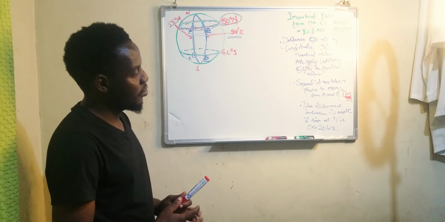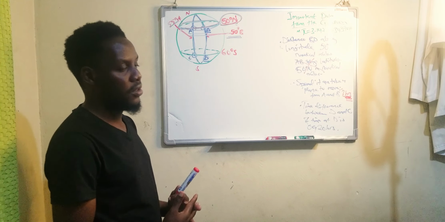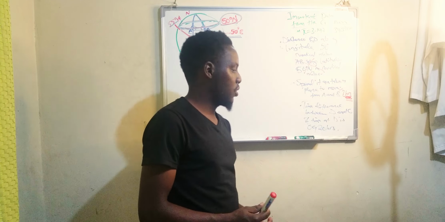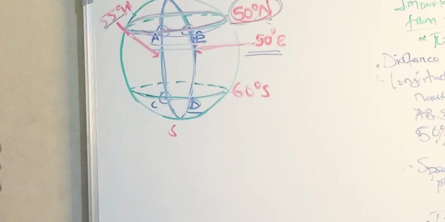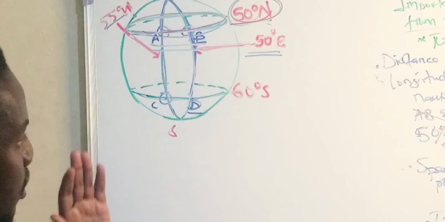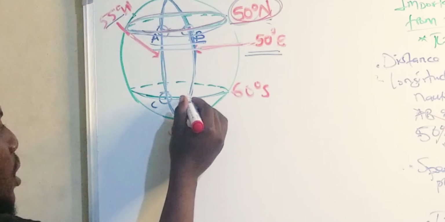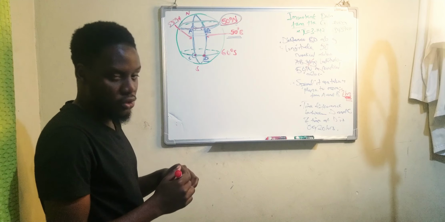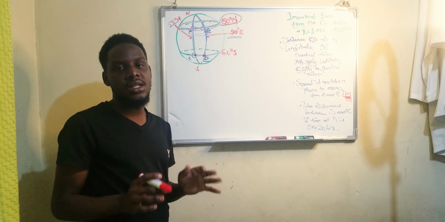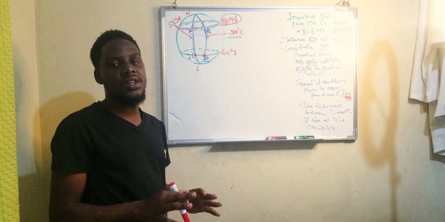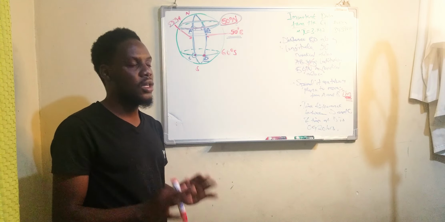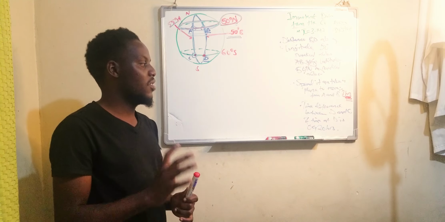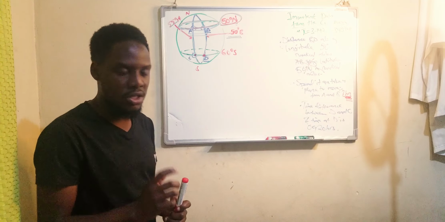So the question is talking about us finding the time difference between D and C if the time at D is 0920 hours. D is located here while C is located there. Now what you should remember, and which is something that I said in the previous video, is that time differences are not calculated in latitudes, they are only calculated in longitudes. So the first thing that you need to do in calculating time differences is to get the difference in longitude.